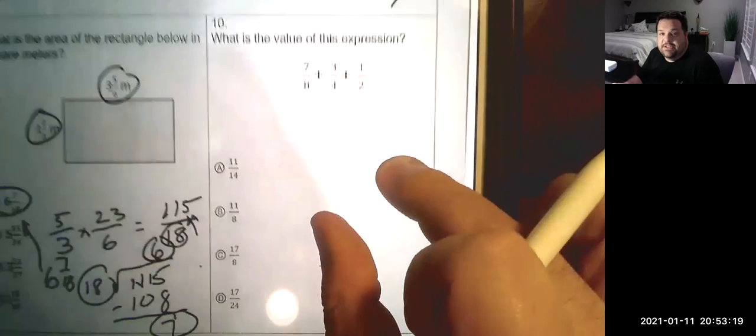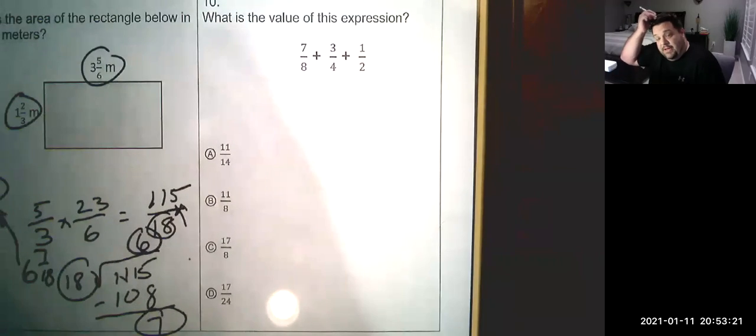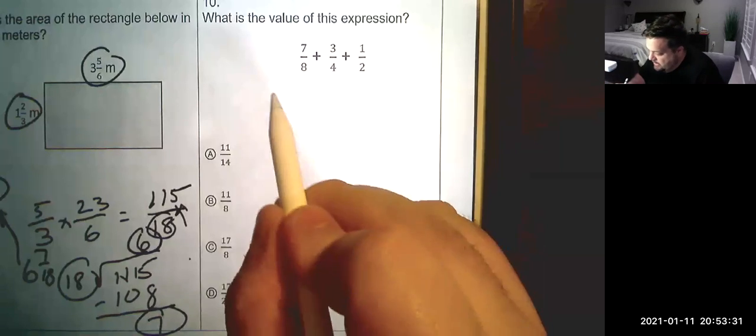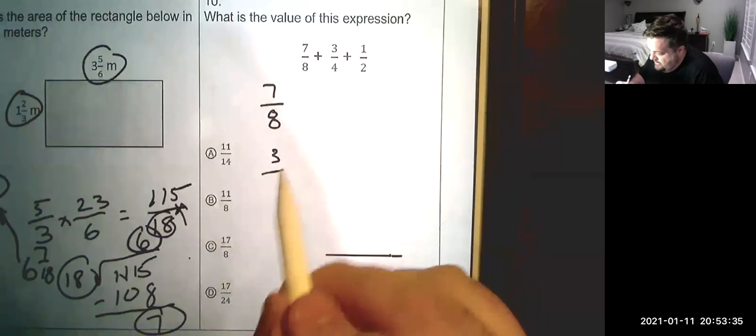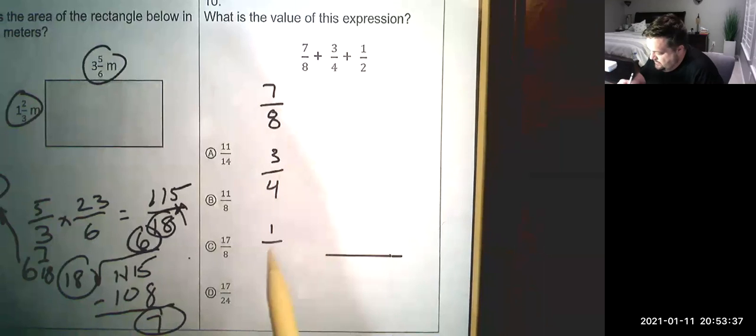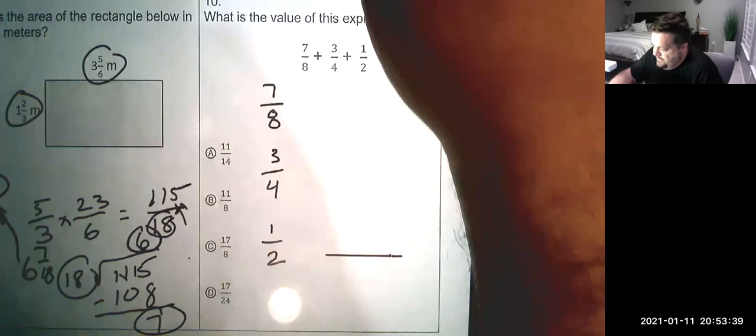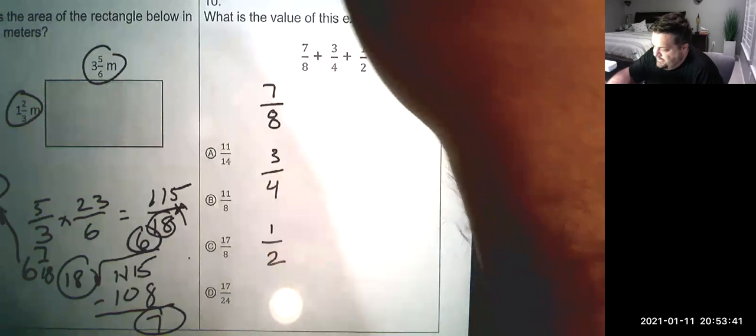Now, what is the value of this expression? This is just adding. Now, Mr. Speen and I have to admit, we didn't actually practice any of these that have 3. We did a bunch of 2s, tons of times, right? We forgot about the one with 3, but it's simple. Do what we said. Just line them up. 7/8, 3/4, 1/2.